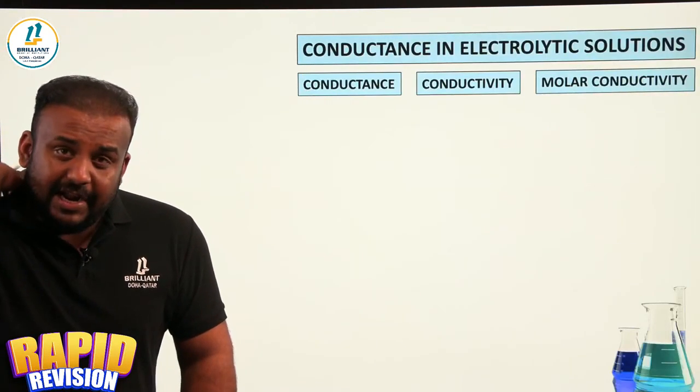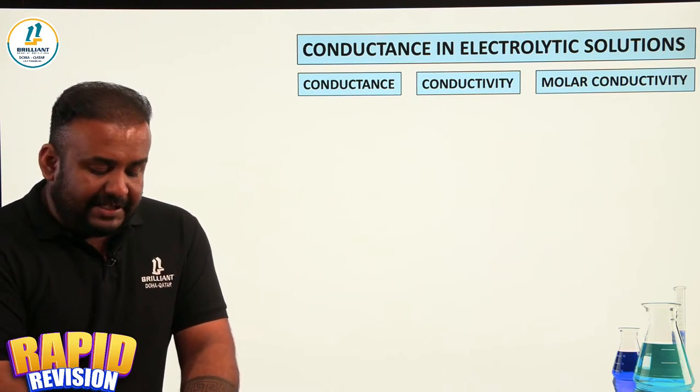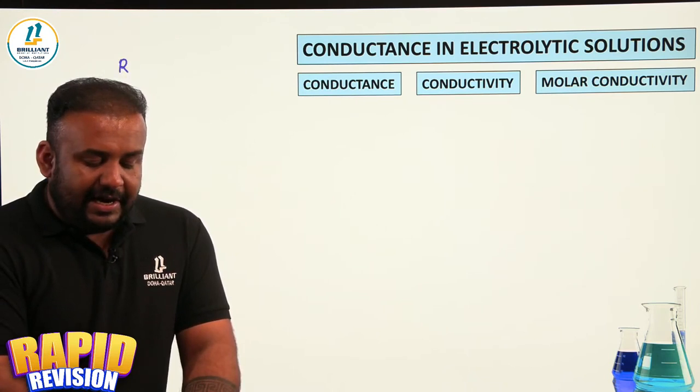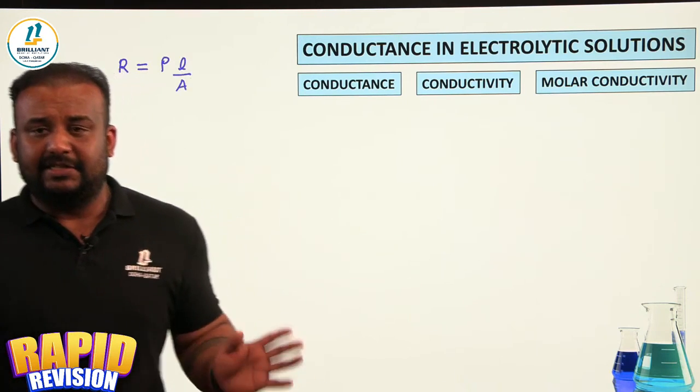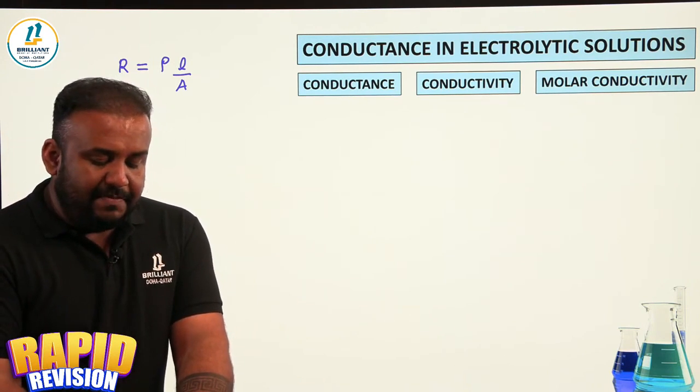Now, about the conductance part, there are a few formulas that you need to recollect. First formula, everything starts from here: resistance is equal to rho L by A. This is where everything starts. So just remember that basic formula and derive each of the others separately.